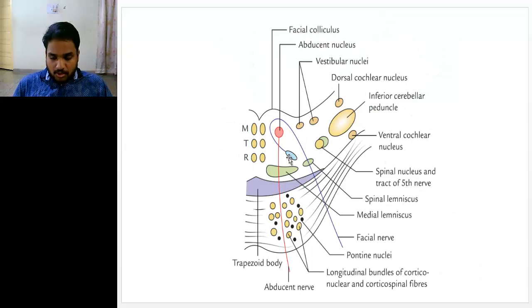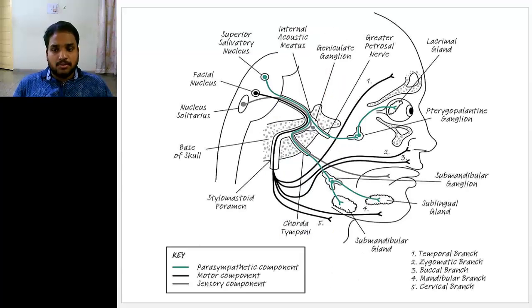The facial nerve, from its motor nucleus that is situated in the lower pons, the fibers will loop back around the abducent nucleus, right? This is the abducent nucleus. So the fibers will loop back around the abducent nucleus, and then this would emerge from the lateral frontomedullary junction, right? So you can see the facial nerve that is emerging from the lateral frontomedullary junction. Now after emerging from the lateral frontomedullary junction, it is going to enter the internal acoustic meatus, right?